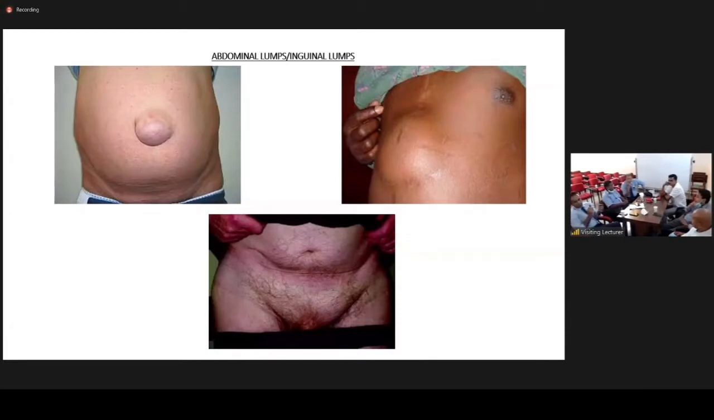Couple more seconds. How about the examination of the abdomen in this kind of case? Say there's obviously a hernia here. Yeah.